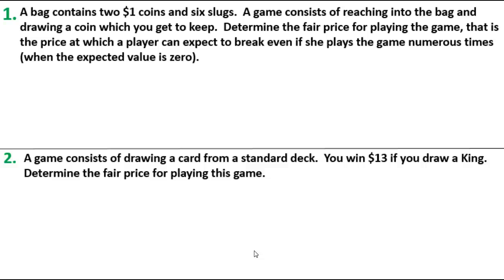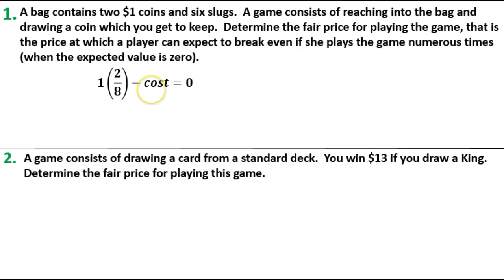What we can charge for this game so that if you played it numerous times, you would end up with an expected value of 0. So let's plug this into our expected value formula. So this is going to be 1 times the probability of pulling out a $1 coin. So this would be 2 $1 coins and 6 slugs, so this would be 2 over 8. Okay? 1 times 2 over 8 minus whatever the cost is. That's the thing that we're trying to find right now. Would equal 0. Now remember, this is considered the fair price for playing the game.